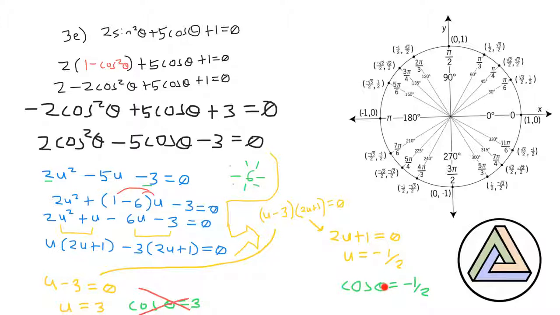There's some angle such that the x-coordinate associated with this angle is negative 1/2. Well, clearly we see 2 pi over 3 fits the bill, and 4 pi over 3 fits the bill. So that would be two answers, where one of the answers is 2 pi over 3 plus 2 pi k, and also 4 pi over 3 plus 2 pi k. That's how you do that one.